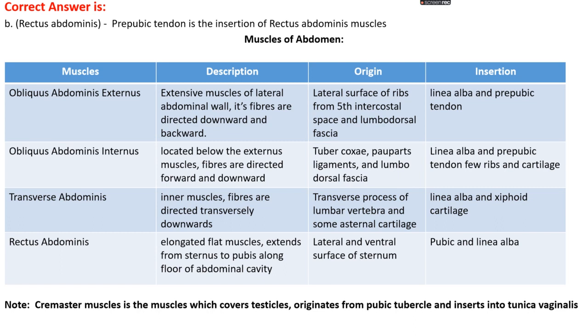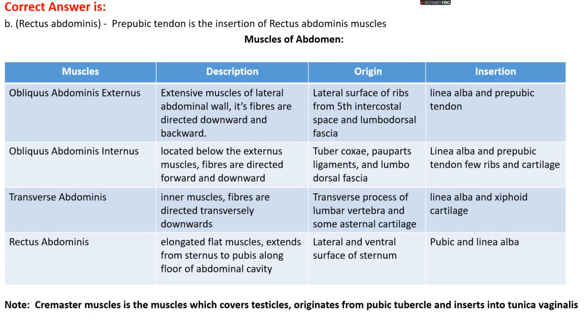Let's see the muscles of the abdomen. There are four muscles: obliquus abdominis externus, obliquus abdominis internus, transverse abdominis, and rectus abdominis. Obliquus abdominis externus is an extensive muscle of the lateral abdominal wall, and its fibers are directed downward and backward. Obliquus abdominis internus is located below the externus muscle, and its fibers are directed forward and downward. Transverse abdominis is the inner muscle, and its fibers are directed transversely downward.